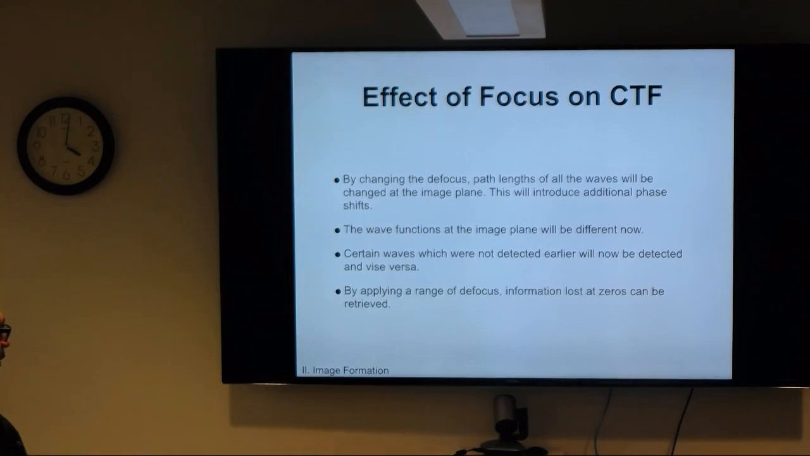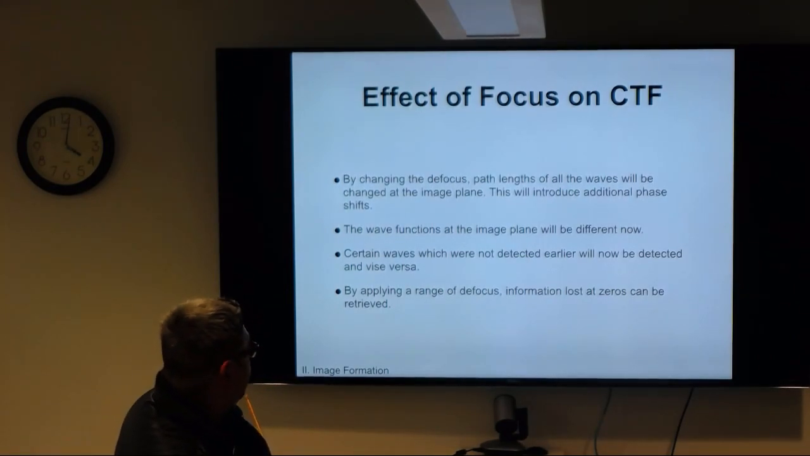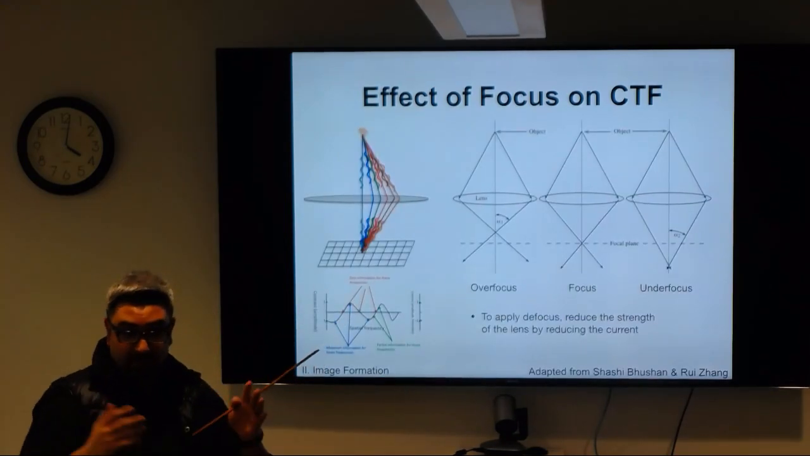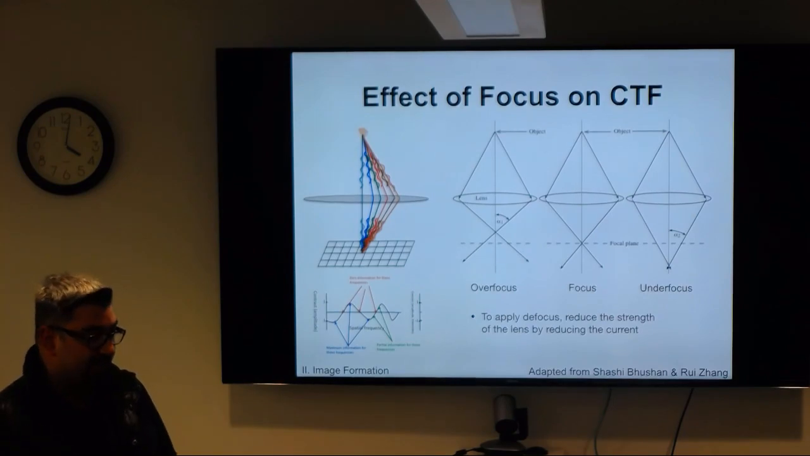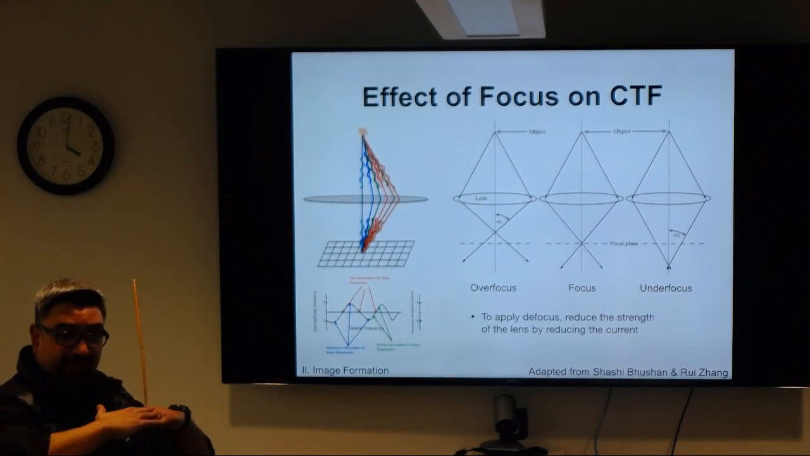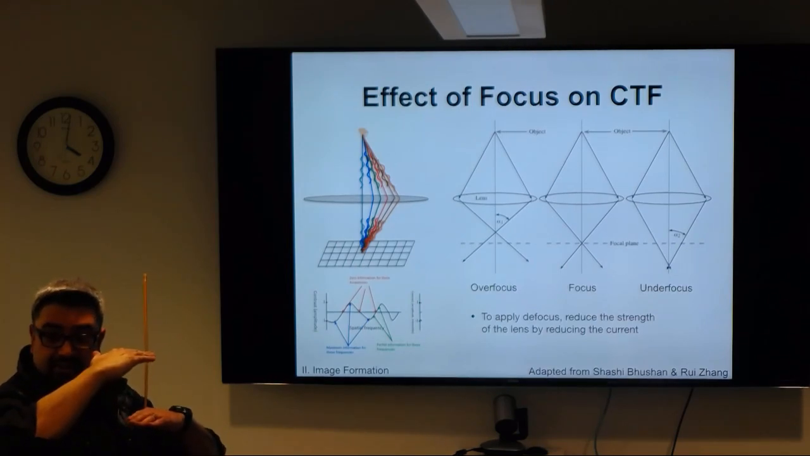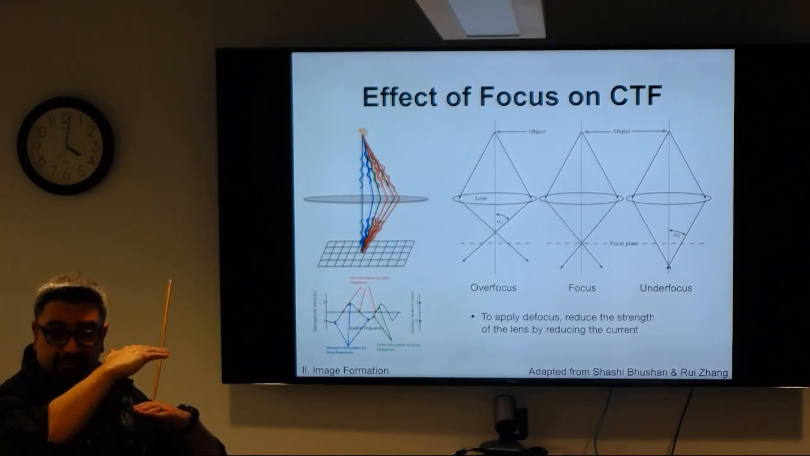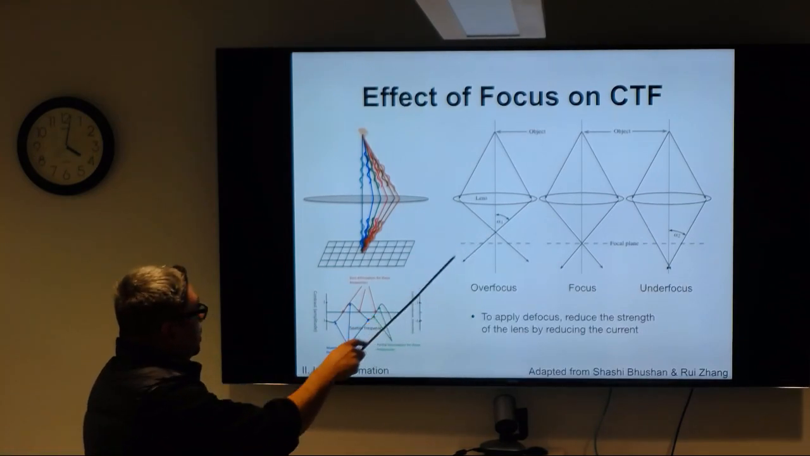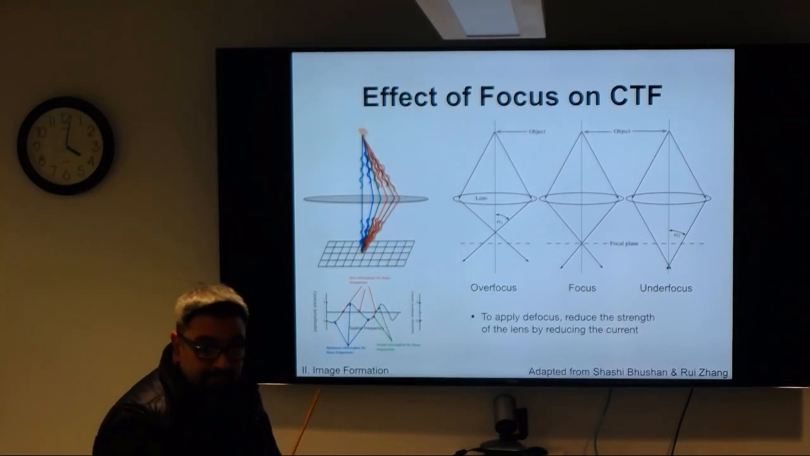By changing the defocus, the path lengths of all the waves will be changed at the image plane. This is the image plane. And if you remember Grant Jensen's lecture, he also talks about how this image plane actually changes depending on which focused state you're in. So you're changing this angle, but you're also changing the plane.